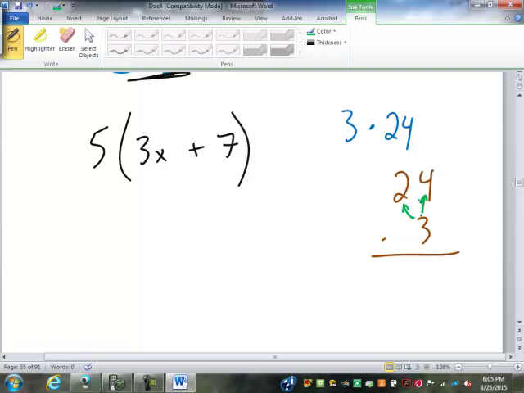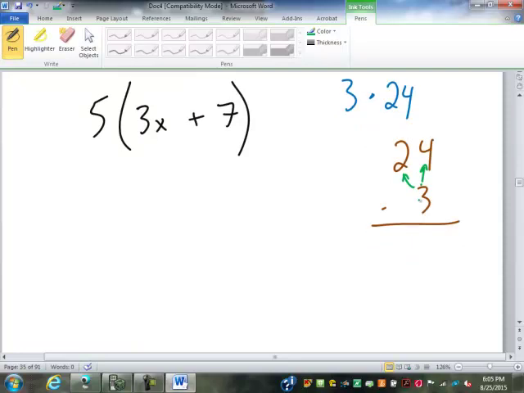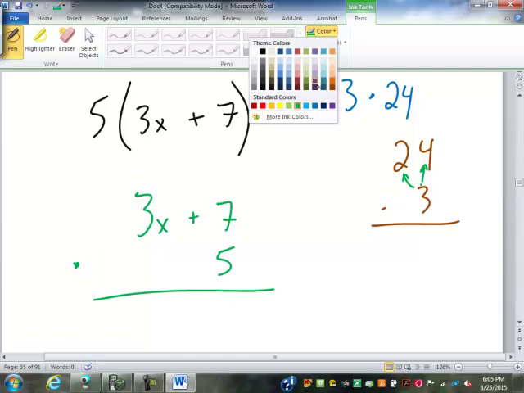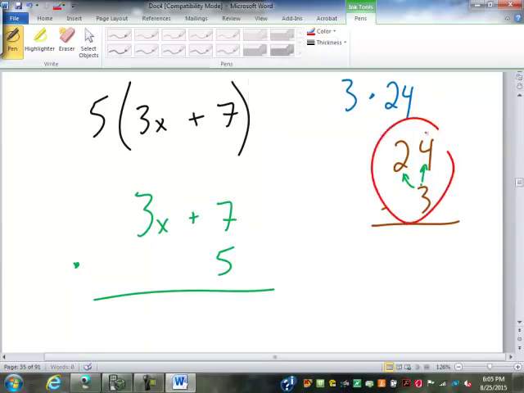Now I realize you guys have been taught some shortcuts and we'll look at that in a minute. But the full way or the complete way of doing this is 3x plus 7 times 5. And just like we would with our whole numbers, it's 5 times 7 is 35. Positive, so we put a plus. The difference is we don't have to carry anything again. 5 times 3x is 15x.